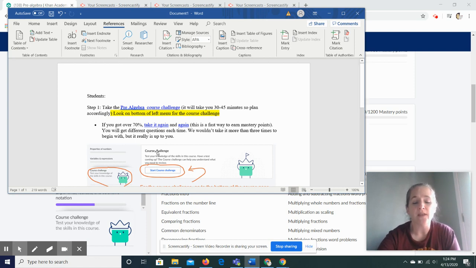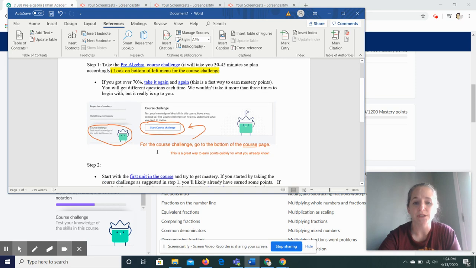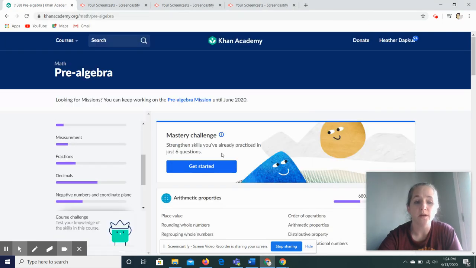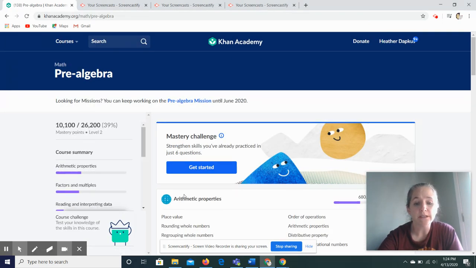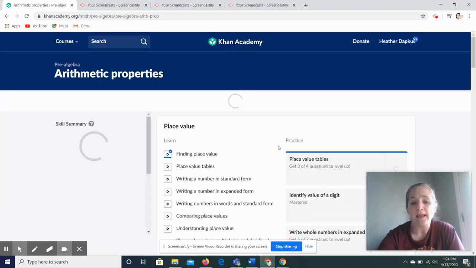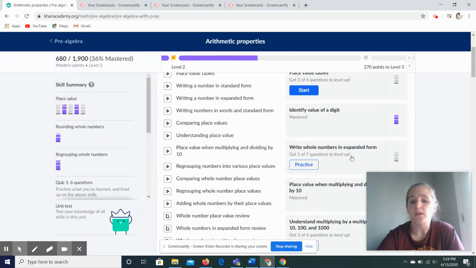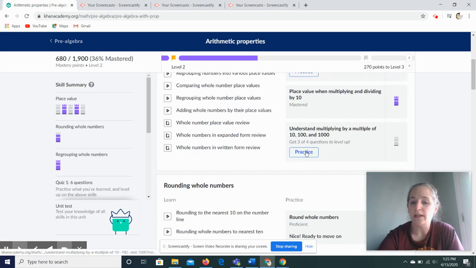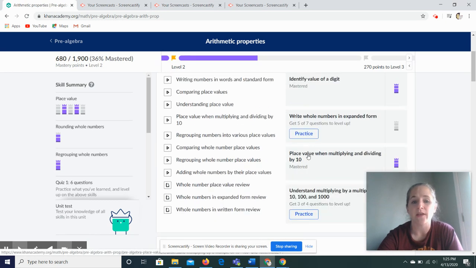Okay, so once you've taken that course challenge either 1, 2, or 3 times, depending on how you do on it, the second step they say is to start with the first unit in the course. If you pull up pre-algebra, the first unit in the course is arithmetic properties. So you would go there and it will tell you things that you've mastered. If it says you're mastered or proficient in it, don't worry about it so much. But if it's saying you need to work on it, you need to practice, for instance, understanding multiplying by a multiple of 10, 100, or 1,000, you need practice on that.